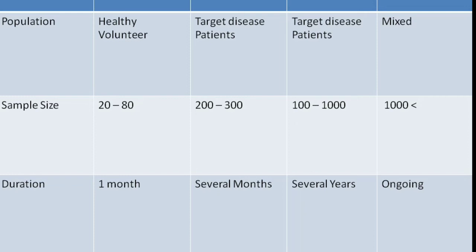In phase 3, double blind test, means neither the person taking the drug nor the person giving the drug knows about that particular drug. And phase 4 involves uncontrollable design.